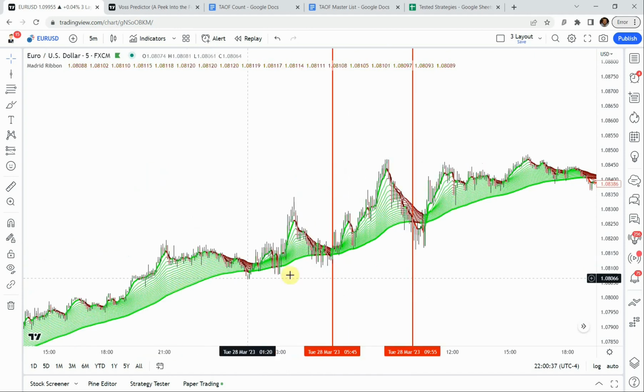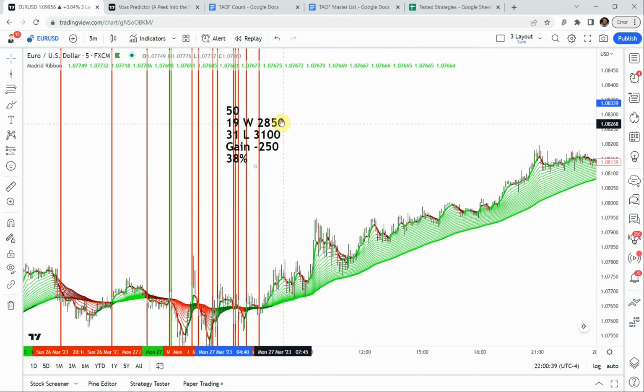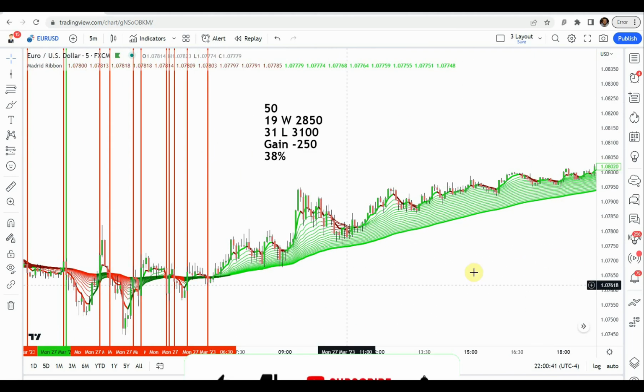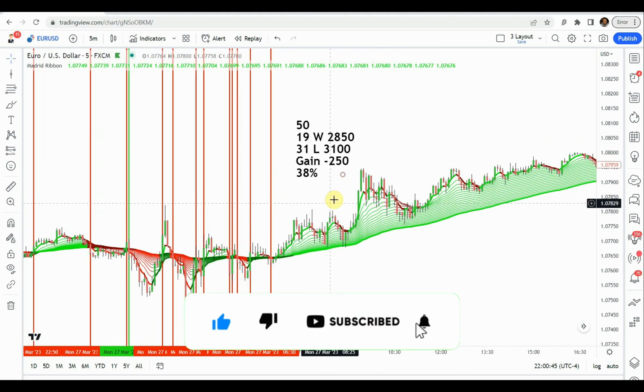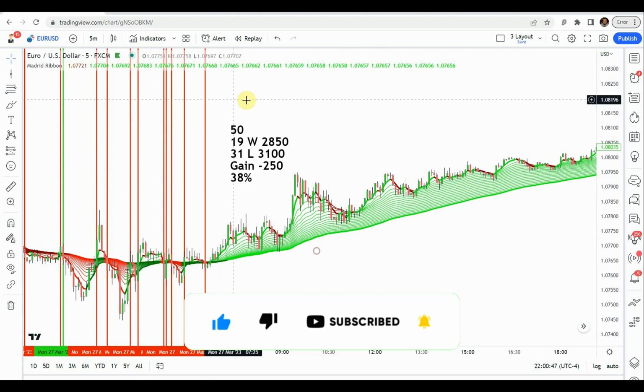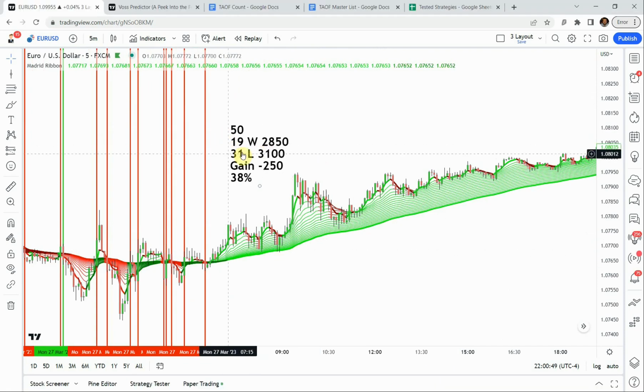All right, so let's go ahead and take a look at the testing on this one. We tested across 50 trades like we normally do in most of the advanced testing and the strategy test. Out of those 50 trades, we've got 19 winning trades and 31 losing trades, which puts us at a 38% win rate.